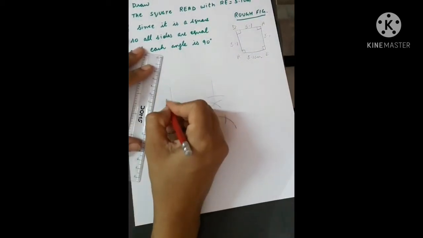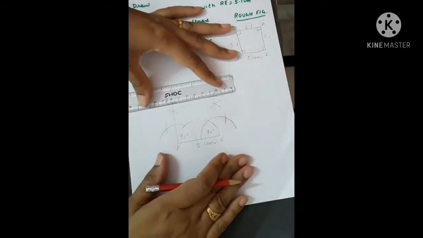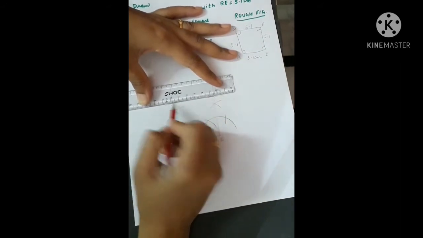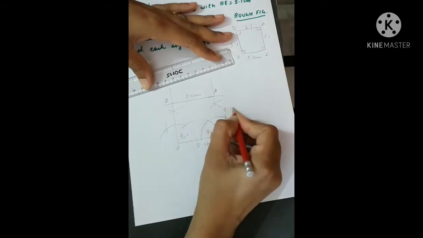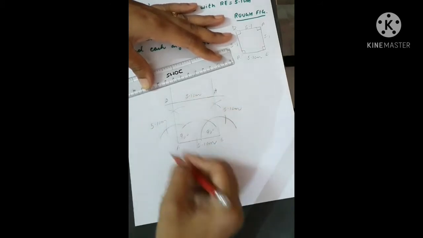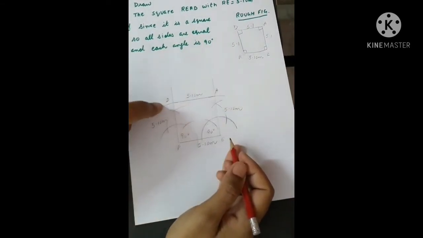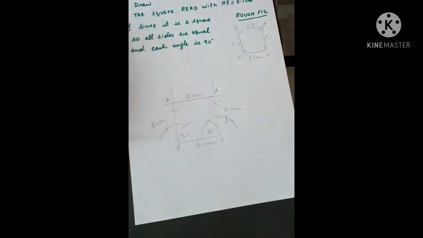This point is point D and this point is point A. Now I will join AD and write here 5.1 centimeter, 5.1 centimeter, 5.1 centimeter, and two angles 90 degrees. You can see we got the square READ. Here no need to do the construction of all the 90 degree angles, two are enough. So this way we get the square READ.